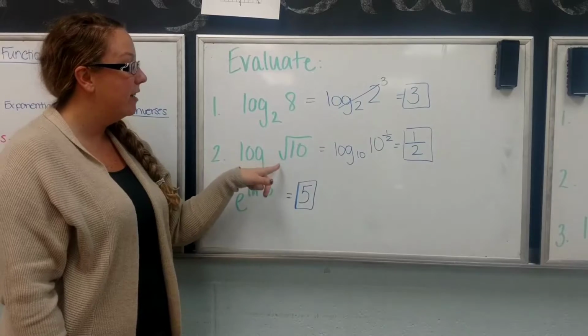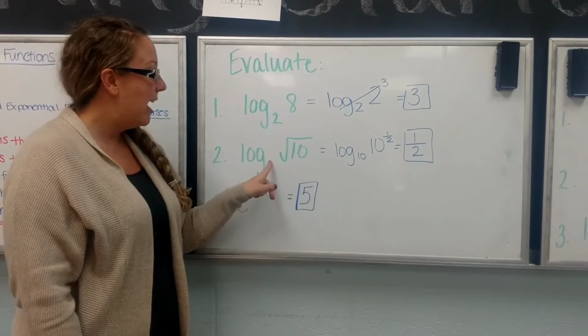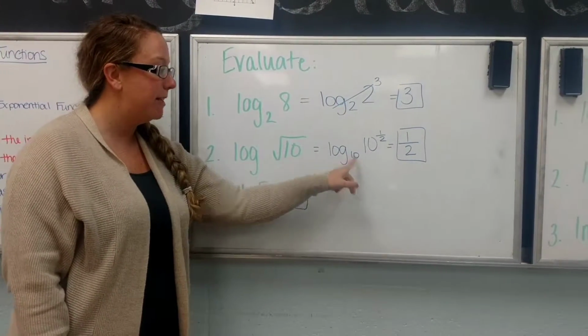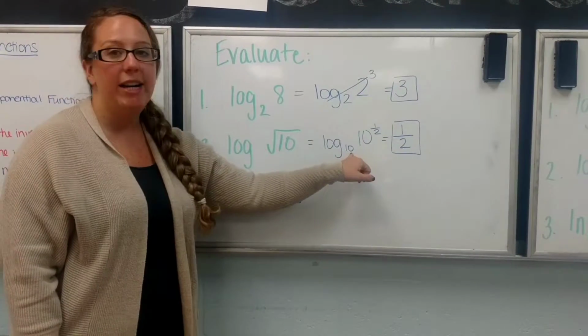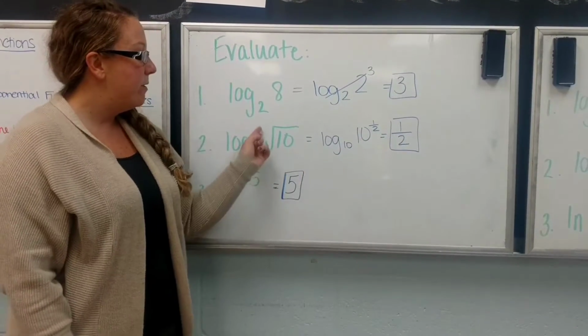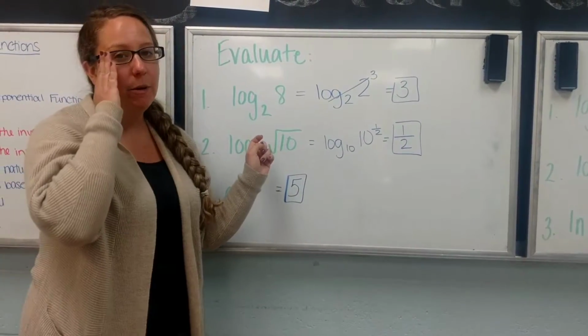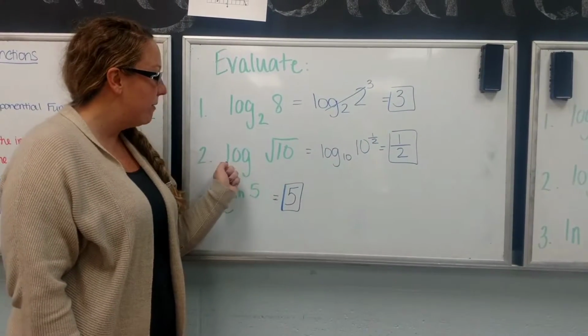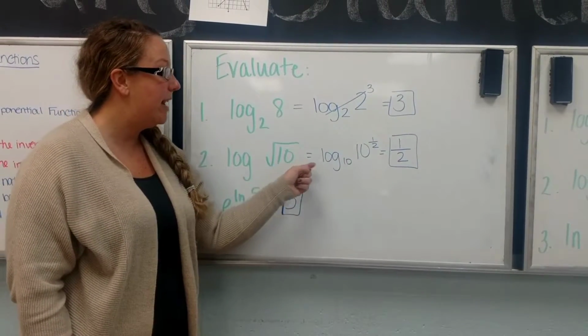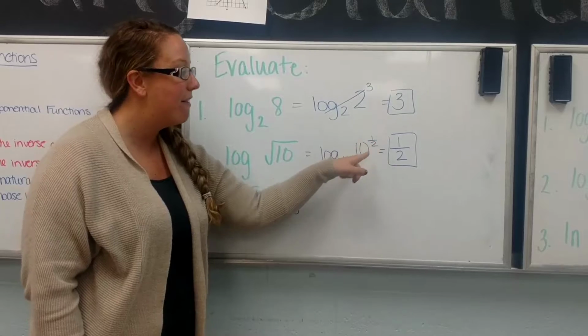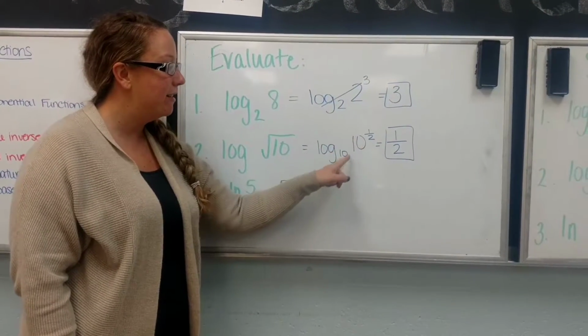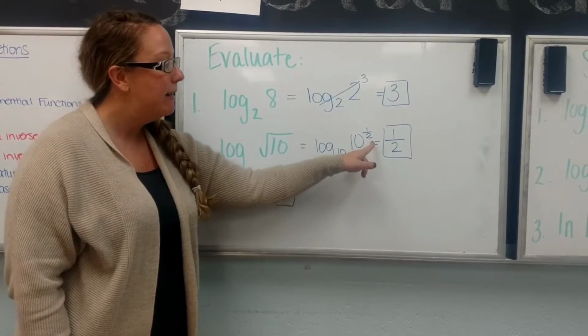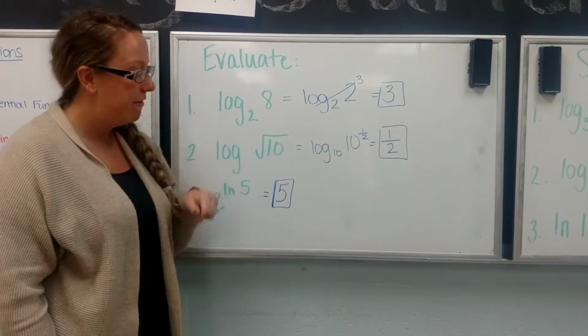If I have log of the square root of 10, I know when there's no base, it's really base 10. So log can be written as log base 10. And I know that if I have the square root as an exponent, it's equal to 1/2. So I rewrote log radical 10 as log base 10 of 10 to the 1/2. And again, log base 10 and 10 cancel out, so my answer is going to be 1/2.